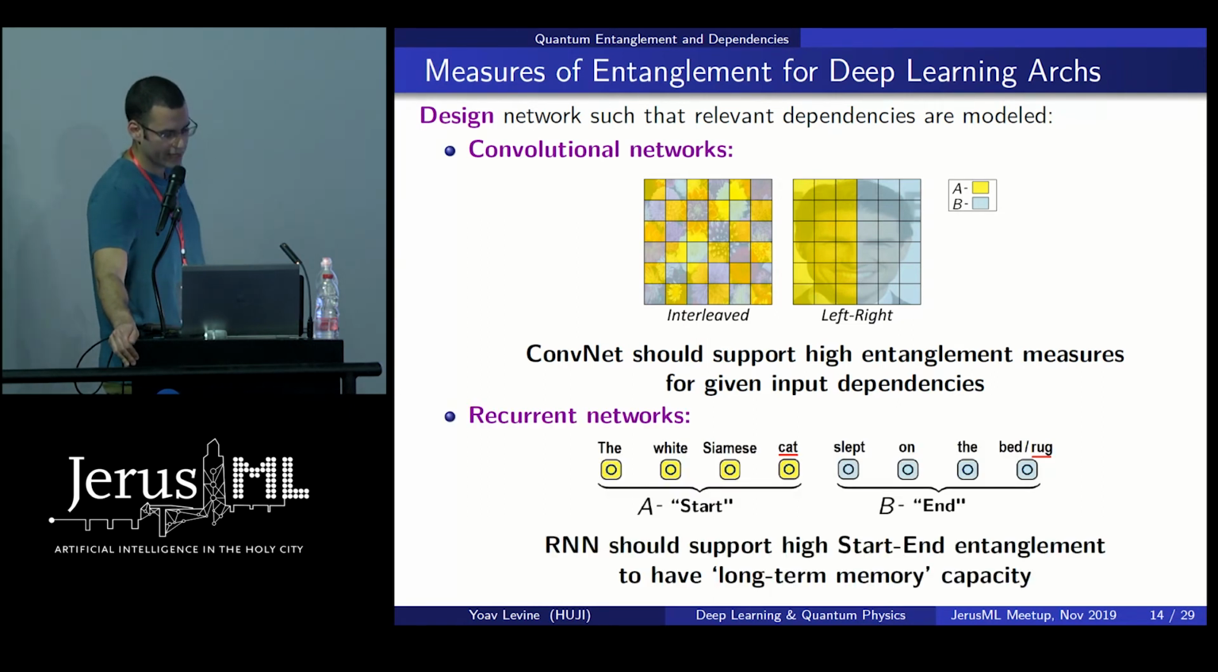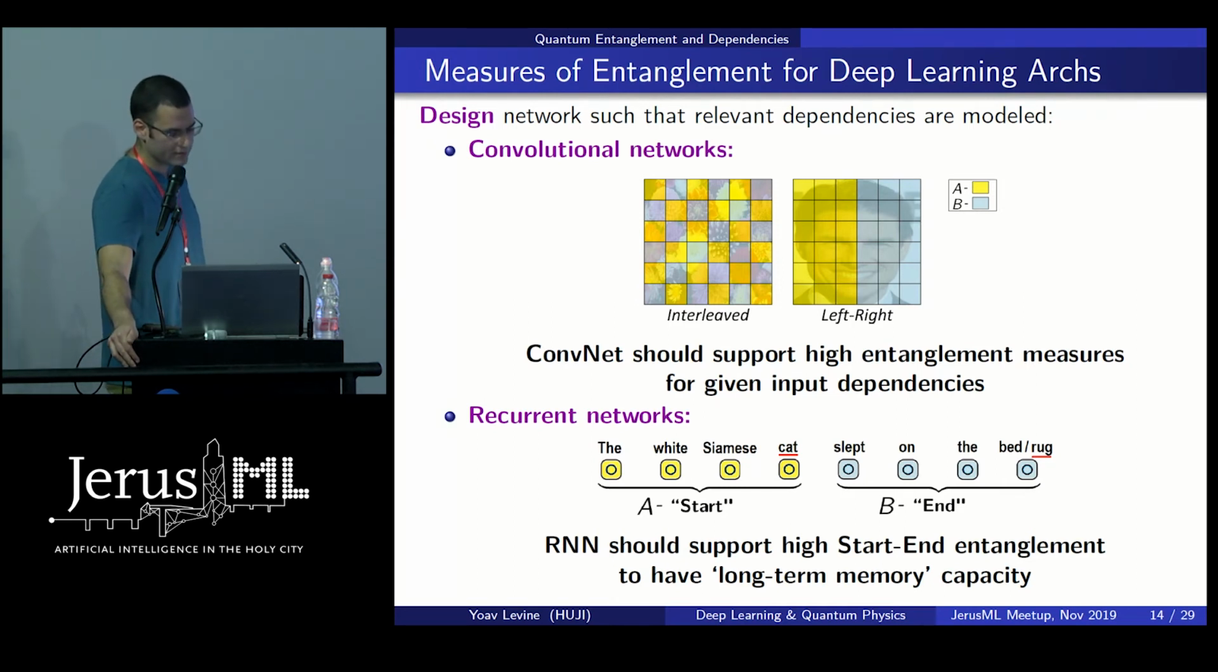In the RNN case, we highlight a different partition. We call it the start-end partition. And we say that it's a surrogate for the long-term memory of an RNN, which is obviously a required trait. Because here, if the network only models separable functions with respect to this start-end partition, with low entanglement, then it's probably going to predict that someone slept on the bed, because that's where people sleep. But if it's able to take into account the fact that a cat was mentioned in the first half, then it's probably going to predict rug, because cats sleep on rugs. So here the start-end entanglement is a surrogate for the long-term memory capacity of the network.